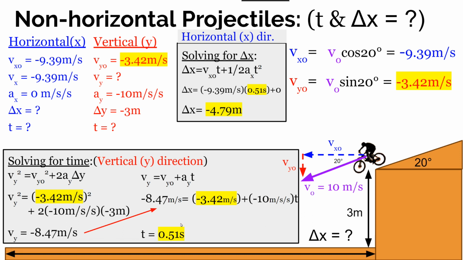So it spends much less time in the air because initially it's already moving in the negative direction, and so it takes less time to hit the ground, to be displaced at negative 3 meters. And so if the mountain biker horizontally is moving at negative 9.39 meters per second for only 0.51 seconds, they're only going to be displaced horizontally negative 4.79 meters. I hope this helps you think about projectiles that are launched either at an upwards angle or at a downwards angle, and you'll have more time to practice this in your homework.